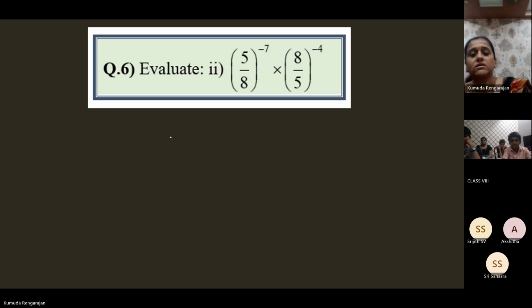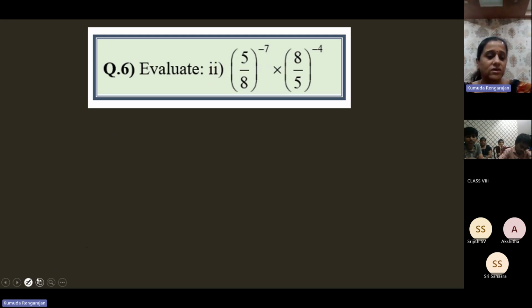Evaluate. Now, Danvin will answer this. In this expression, we have two different bases. What are the bases, Danvin? Ma'am, 8 and 5. Ma'am, no. Yes, ma'am, 8 and 5 only, ma'am. No. Harini, what are the different bases we have here?